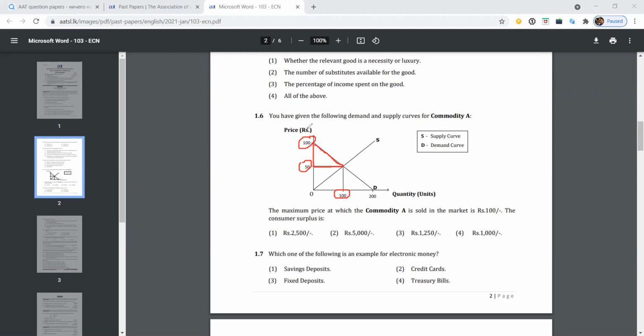Then we find the area: maximum price 100 minus equilibrium price 50, multiplied by equilibrium quantity 100, divided by 2. The total answer is 2,500. Your answer is 2,500 rupees.